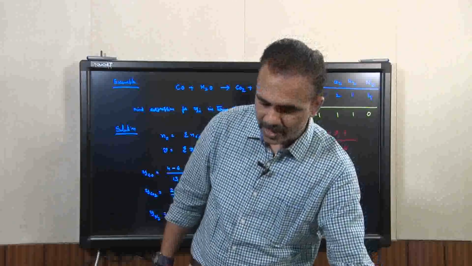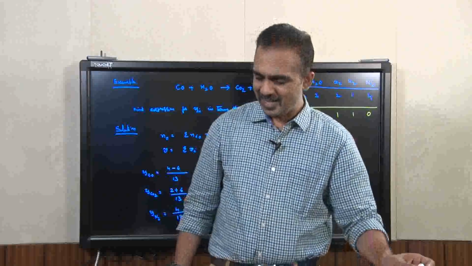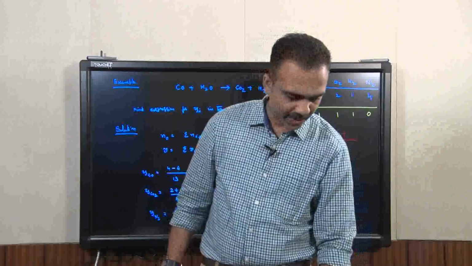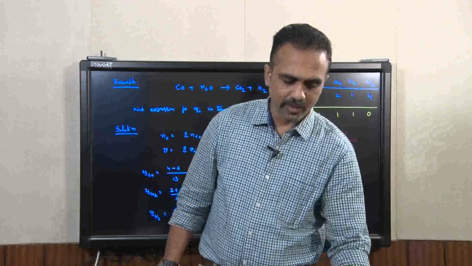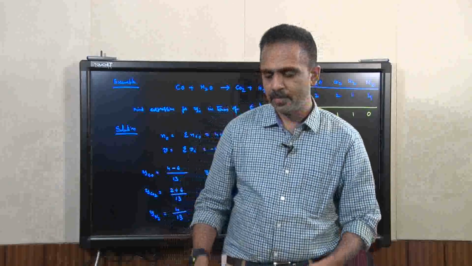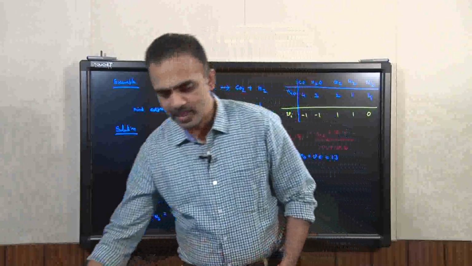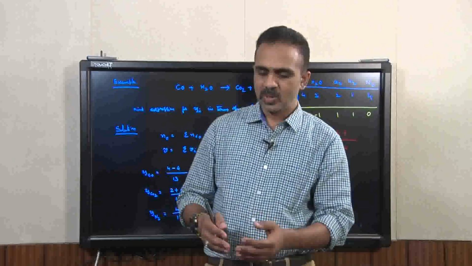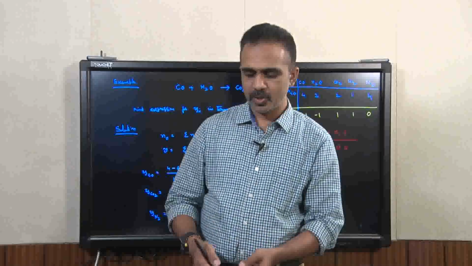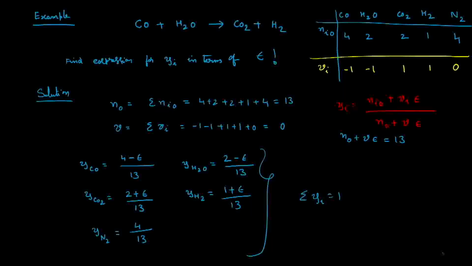So that's how we handle a single reaction scenario. For the sake of practice, let's do one more problem. This had an overall stoichiometric number equal to 0. So the denominator does not involve the reaction coordinate, but in certain cases it can. Let's see an example.